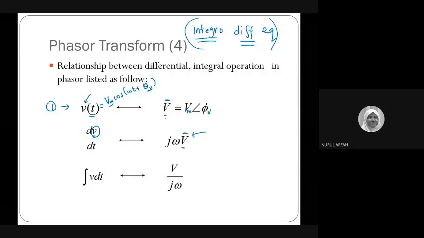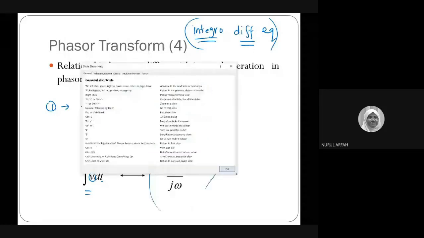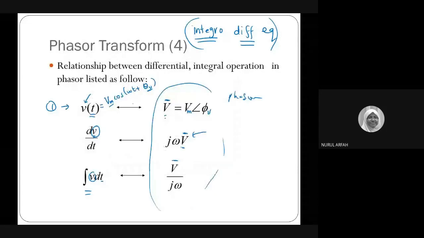So it's supposed to be capital letter with bar. And then the second one, you have the integration. Integration of V, small letter here, with respect to time. Then you want to replace it with a V bar divided by J omega, because this one is supposed to be converted into capital letter in Phasor form. This is all Phasor form. And this is with respect to time. Okay.